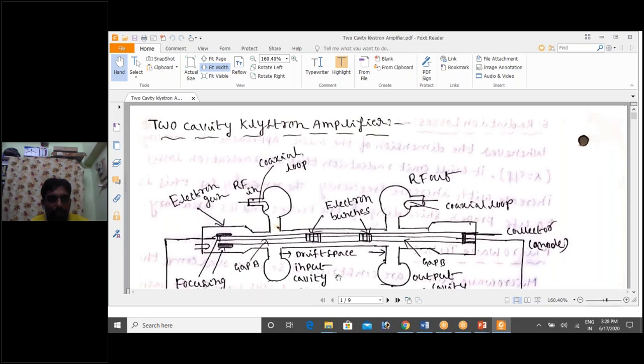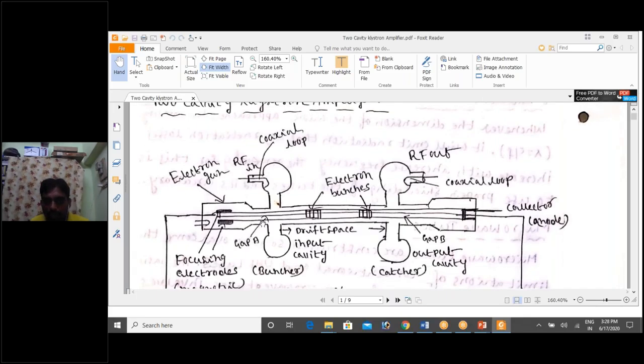This is a two cavity klystron amplifier. This is the electron gun, and next this is the radio frequency input, and this is the radio frequency output. Input is applied here, output is measured here, and for entering the input I am using a coaxial loop, and for measuring the RF output I am again using a coaxial loop. And then here you can observe this is gap A and this is gap B, and these are some devices called focusing electrodes.